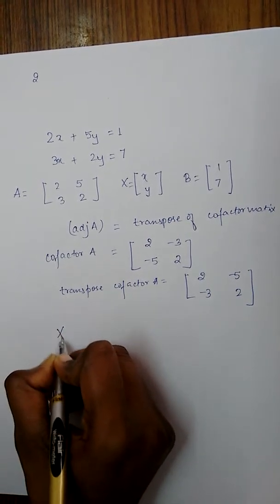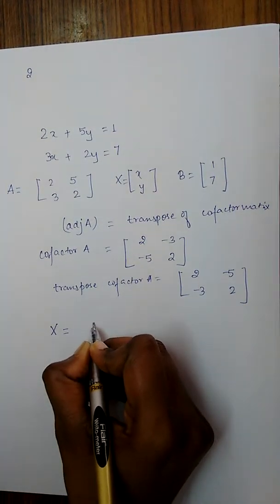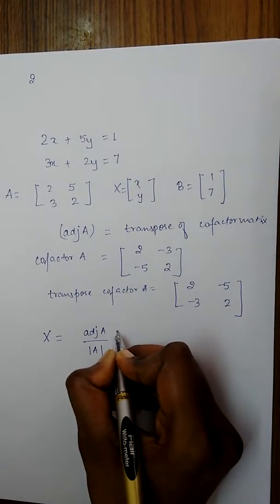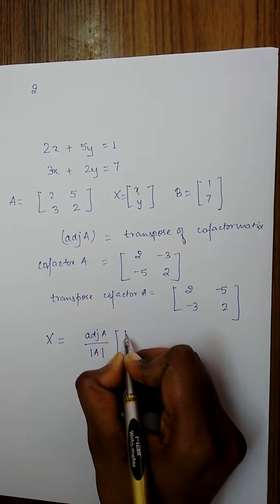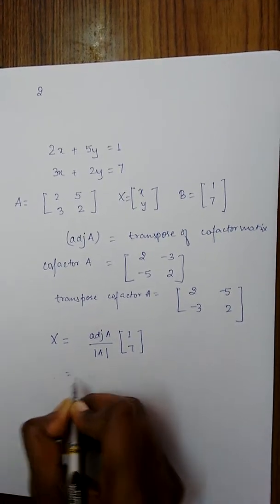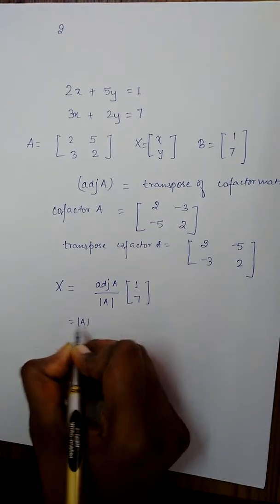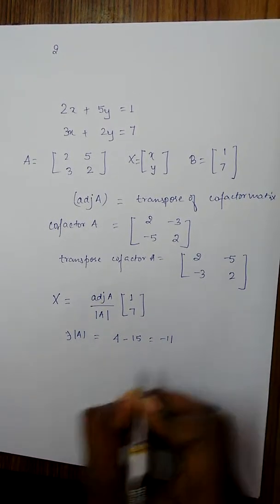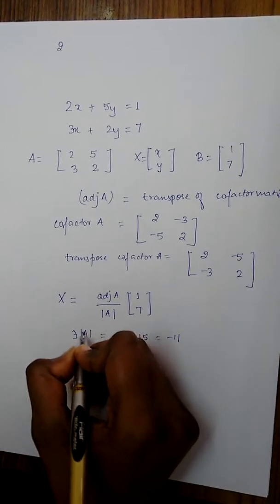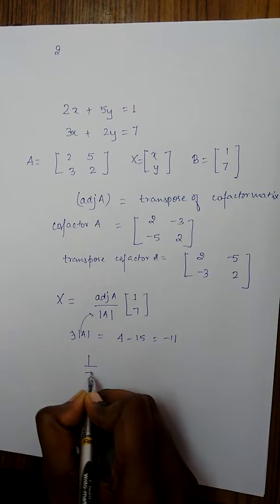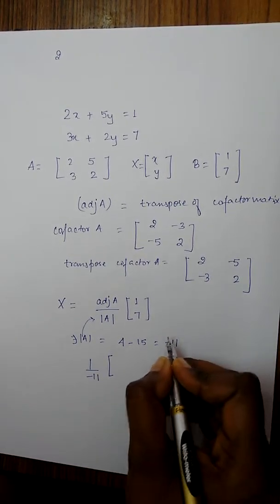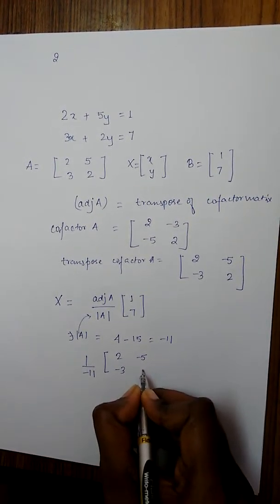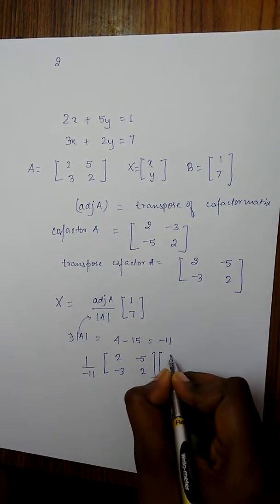So our solution will be X is equal to adjugate of A upon determinant of A into the B matrix, that is [1; 7]. Determinant of A we'll find first. Determinant of A will be 4 minus 15, that is minus 11. So we substitute this here: 1 upon minus 11 into adjugate of A, that is [2 -5; -3 2], into [1; 7].